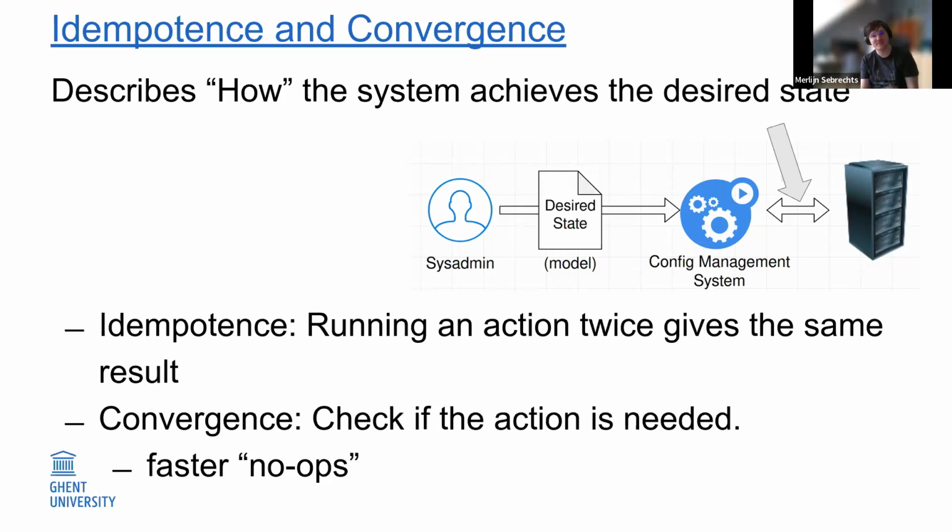However, convergence means that the config management system actually checks if an action is needed and only runs the actions that are needed. This means that if your system is already in the desired end state, then a convergent system will not do anything, which means that no-ops, no operation runs where nothing actually needs to change, are a lot faster in systems using convergence.